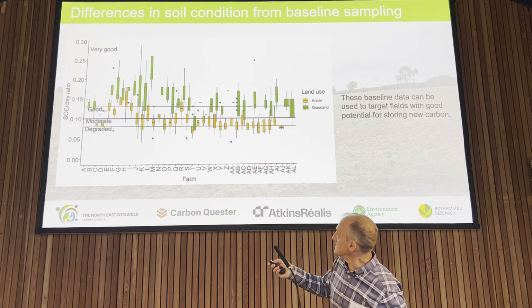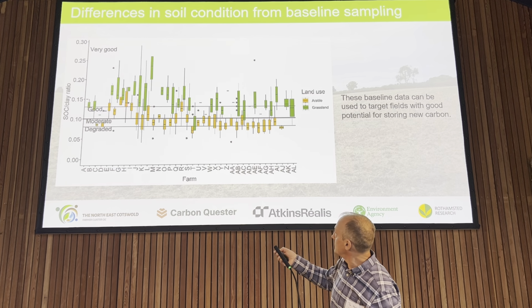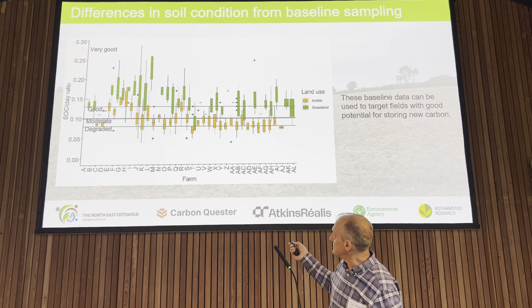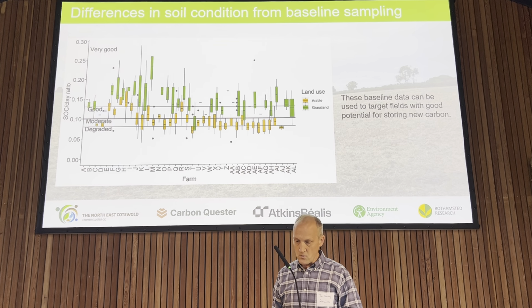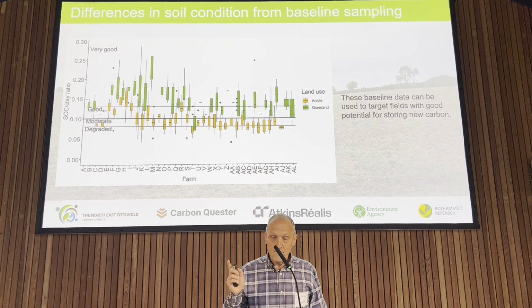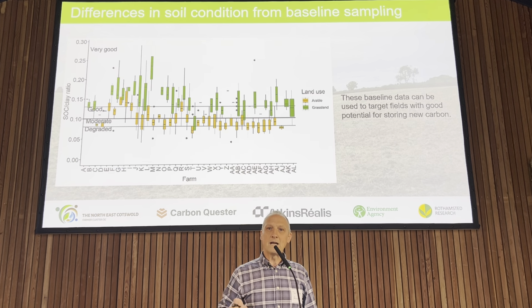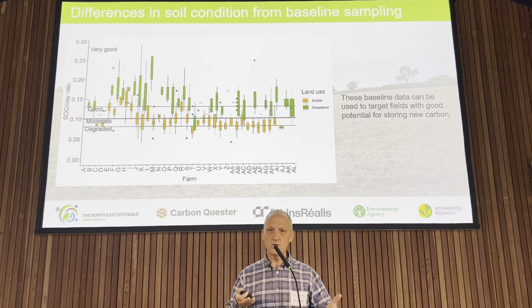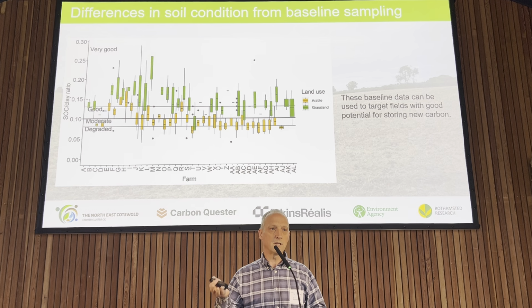And we put the lines on here, or Kathy has put the lines on this graph. So if you're above this line, you're in really good condition. If you're below this line, you're in degraded. You see the vast majority of the fields are in this moderate to good zone, and the grassland fields tend to be in the very good. But the really valuable thing about these data are the ranges. You can see within a given field, there's a massive range, both within the arable and within the grassland.